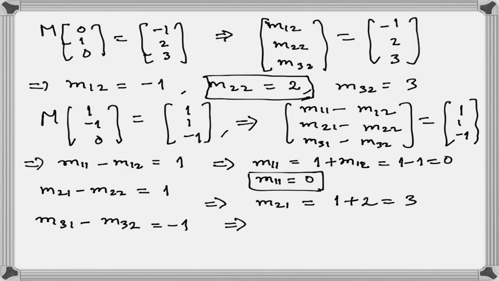This implies M31 is equal to minus 1 plus M32. What is M32? It is 3. 3 minus 1 is 2. So these are the values we have. Now let's go back, because we still need to calculate M33, the last equation.